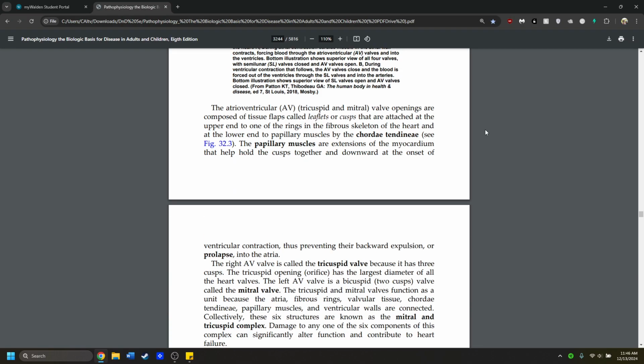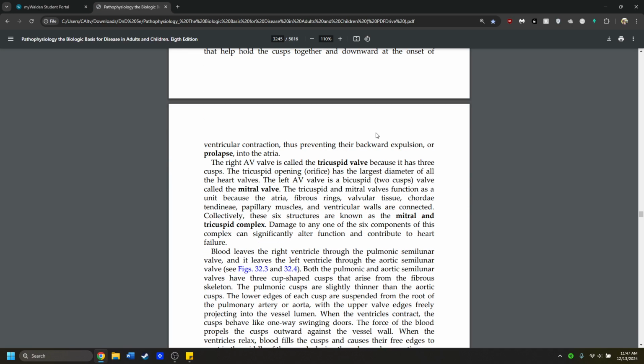The atrioventricular, or AV, tricuspid and mitral valve openings are composed of tissue flaps called leaflets, or cusps, that are attached at the upper end to one of the rings in the fibrous skeleton of the heart and at the lower end to the papillary muscles by the chordae tendineae. The papillary muscles are extensions of the myocardium that help hold the cusps together and downward at the onset of ventricular contraction, thus preventing their backward expulsion or prolapse into the atria.